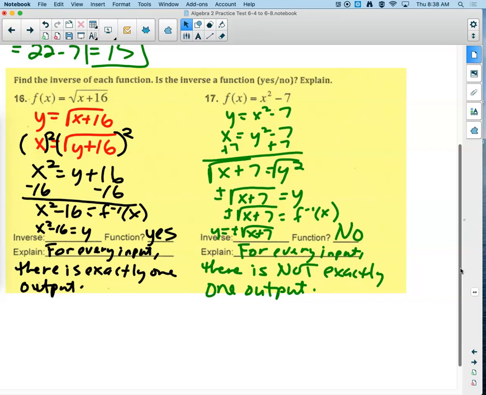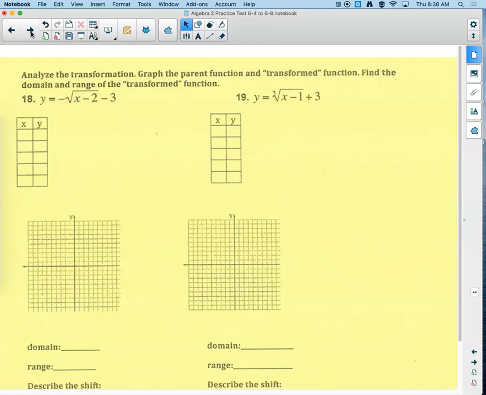So now, this stuff is fresh in our mind, and you were really good at it, so this isn't going to take us long at all. Analyze the transformation, graph the parent function and the transformed function, find the domain and range of the transformed function. So 18 has y equals negative square root of x minus 2 minus 3.